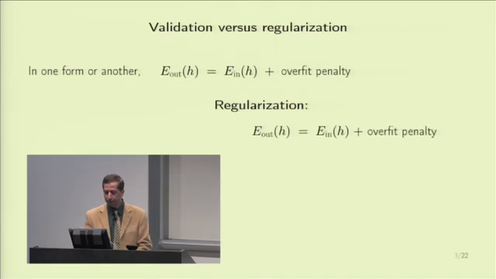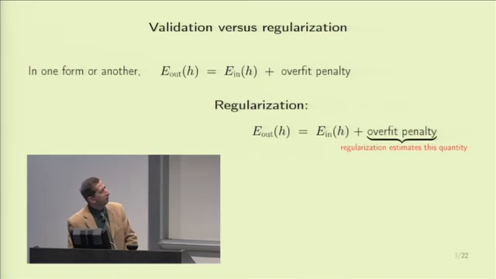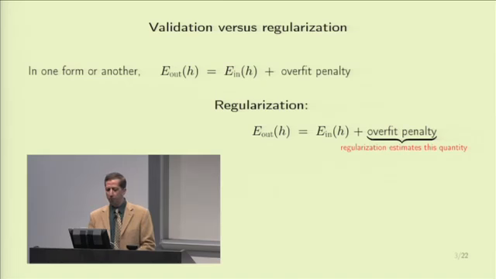We put the equation. What did regularization do? It tried to estimate this penalty. So basically, what we did is concoct a term that we think captures the overfit penalty, and then instead of minimizing the in-sample error, we minimize the in-sample error plus that, and we call that the augmented error, and hopefully the augmented error will be a better proxy for E_out. That was the deal, okay?